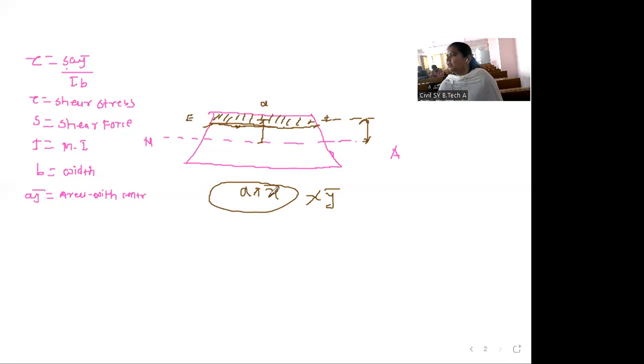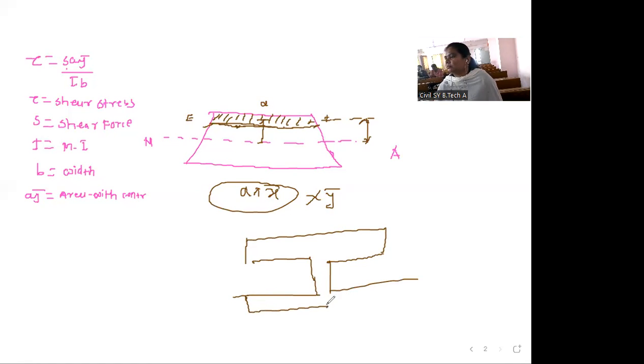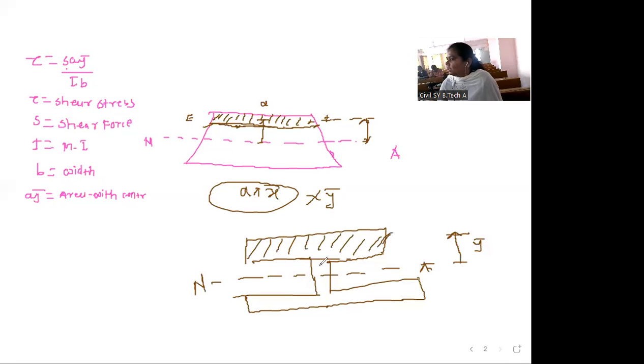Did you understand how to take y bar and area? Suppose you have the same I section. Suppose this is the neutral axis of this I section. At that time y bar means from this neutral axis to the centroid of this particular part. And the area depends on at which point you are finding stress. Suppose you are finding it at the neutral axis. At that time you have to consider this area as well as this area. But if you are finding only for this, then at that time the area is for this only. So area and y bar depend on at which point you are finding stress, and accordingly they will change.